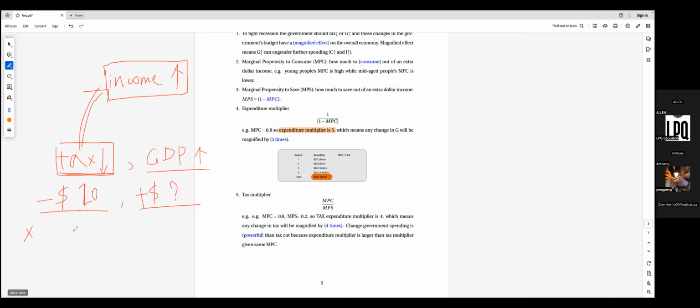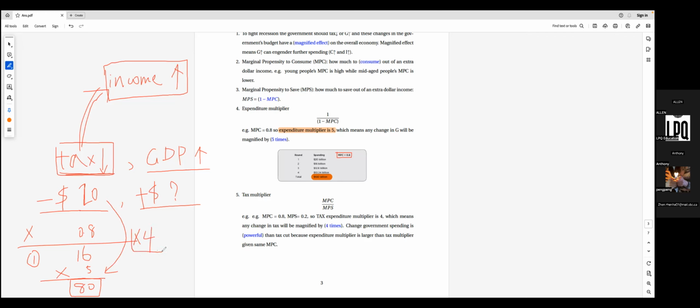In the first round, people will spend 80%, MPC is still the same number, 80%. So that means people in round number one will spend $16 billion. Times five, finally you get 80. So GDP will increase by this number, $80 billion. And what is the quantitative relationship between the 20 and 80? You see, four times larger.